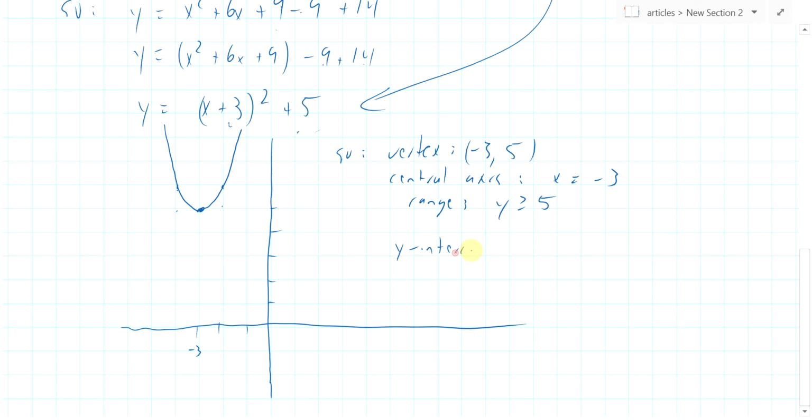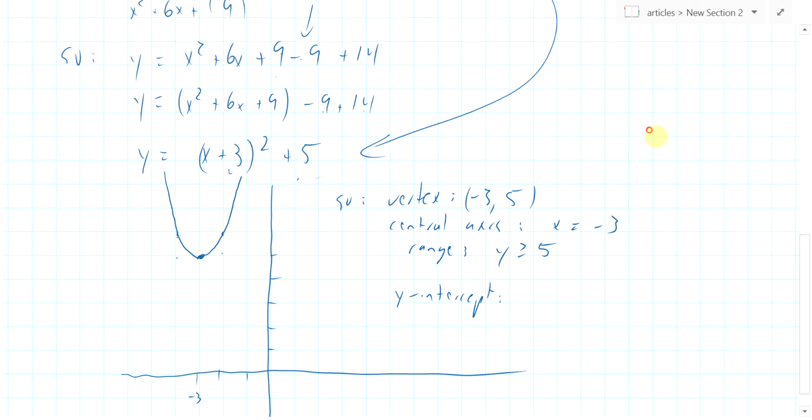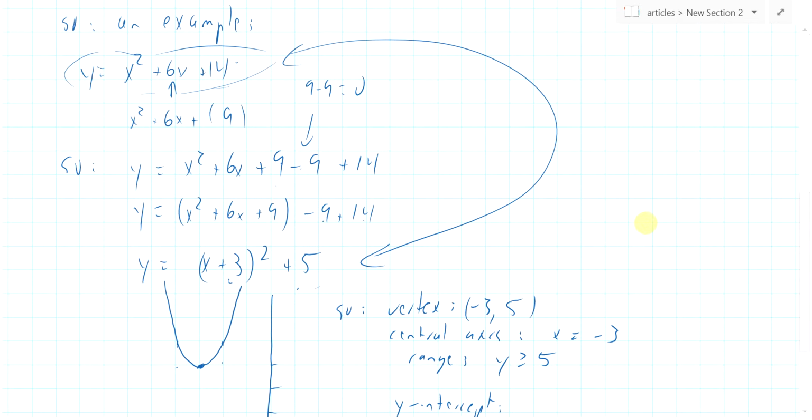Y-intercept, well, we'll have to plug in x equals 0 into a formula. We actually have two formulas to plug it into. We could plug it in here. If we plug in x equals 0, we get 0 plus 14. That says that the y-intercept should be 14. If we plugged in 0 here, we get 0 plus 3 quantity squared. That's 9 plus 5. Well, that's also 14, which is really good, right?